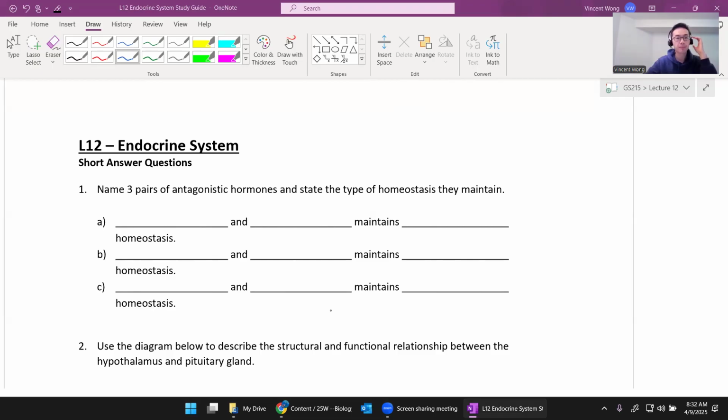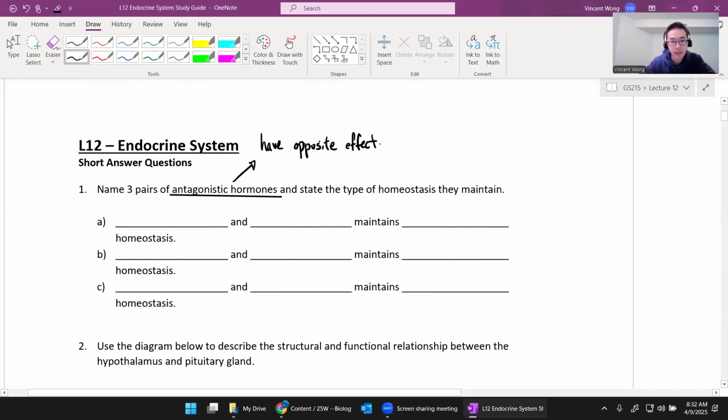Name three pairs of antagonistic hormones and state the type of homeostasis they maintain. So once again, antagonistic hormones are hormones that basically work against each other. They have opposite effects, and in doing so, they maintain a certain set point for various homeostatic set points.